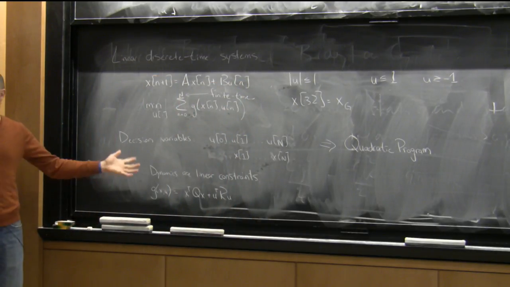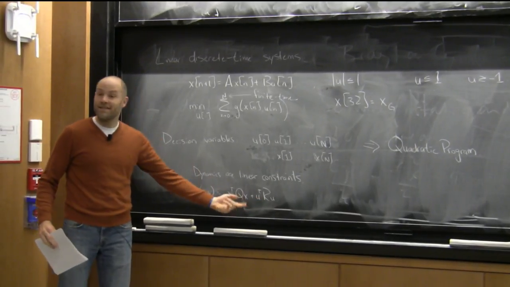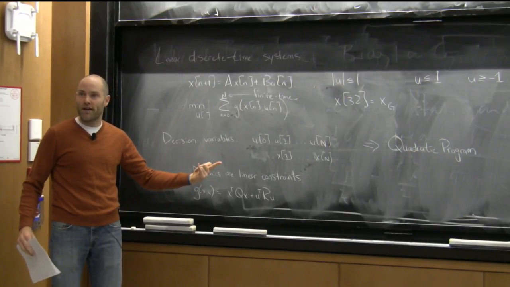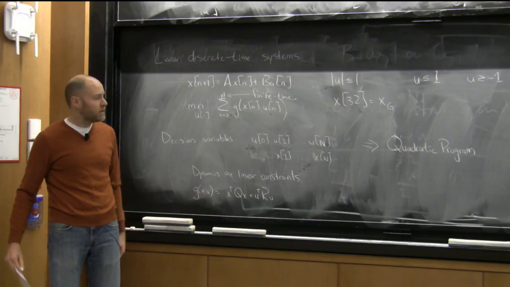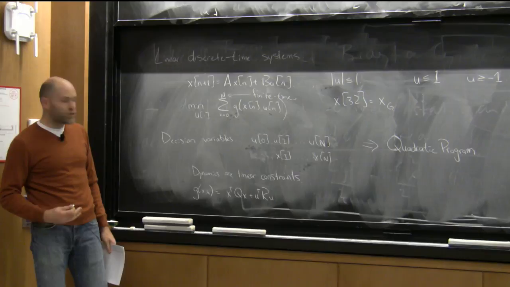Therefore, it's solvable as a convex optimization. It's also, if I've chosen Q and R to be positive semi-definite, then it's a convex quadratic program, and I should expect a QP solver to do well on this, and it does. Okay. There are other objectives that are interesting or possible.